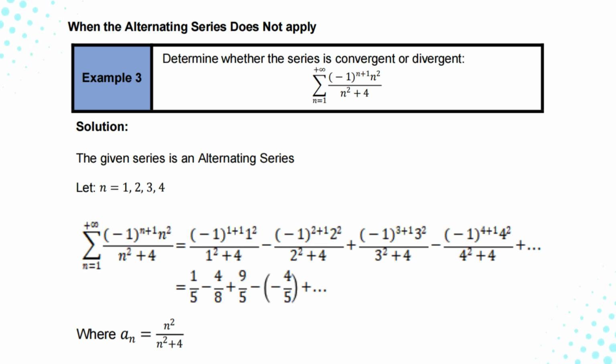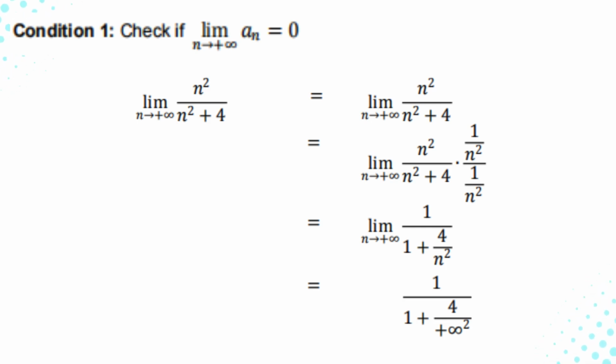So for condition 1, we need to check if the limit of a sub n is equal to 0. So the limit of n squared over n squared plus 4 as n approaches positive infinity is equal to the limit of n squared over n squared plus 4 times 1 over n squared over 1 over n squared.